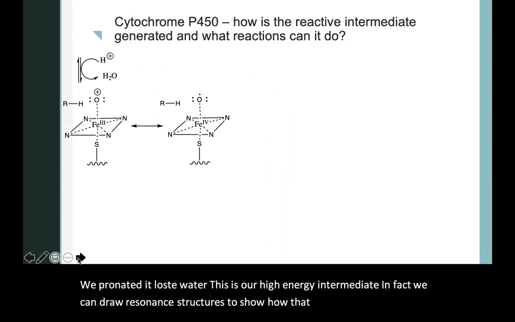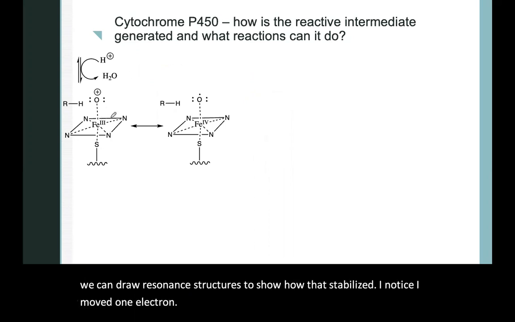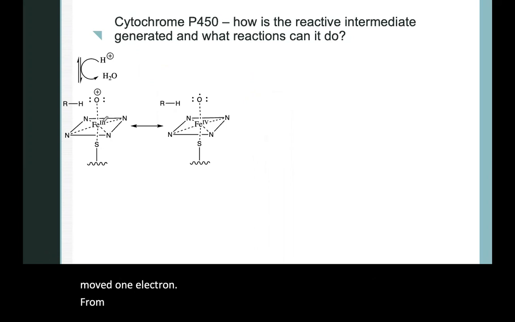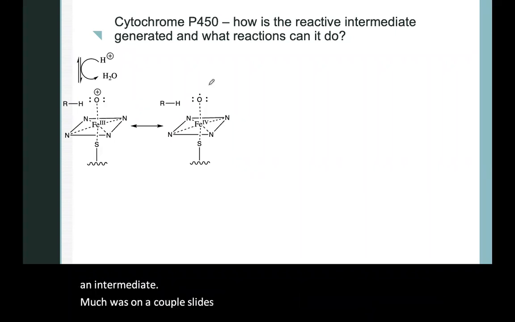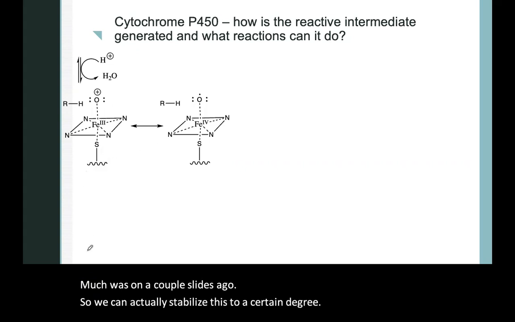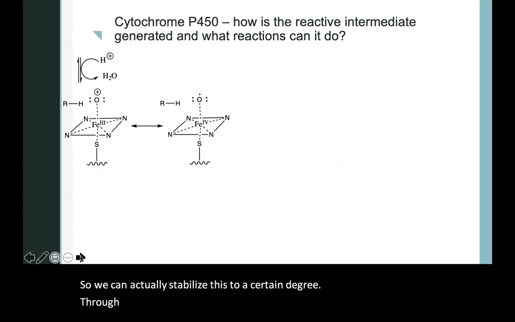Notice I've moved 1 electron from our iron, going from iron 3 to iron 4 up to here. We can also draw an intermediate much like was on a couple slides ago. So we can actually stabilize this to a certain degree through resonance. 1 electron transfer resonance, that is.